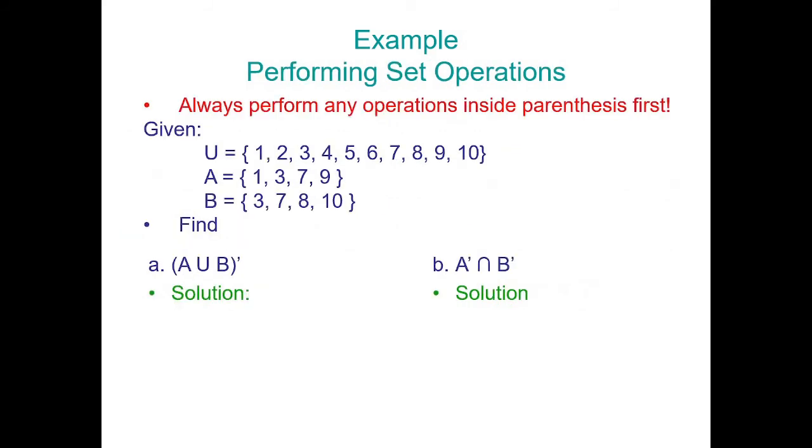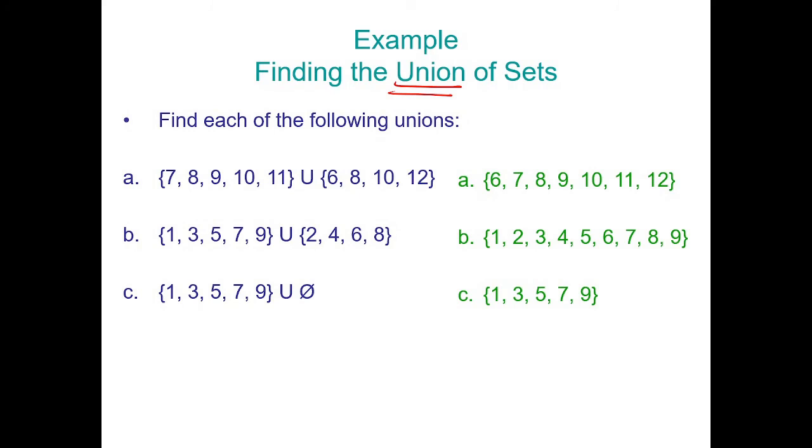Why, sir? For 1, 3, 5, 7, 9, why didn't we include the empty set? Because empty is null. So we just write the elements. Okay? Okay, sir. Thank you.